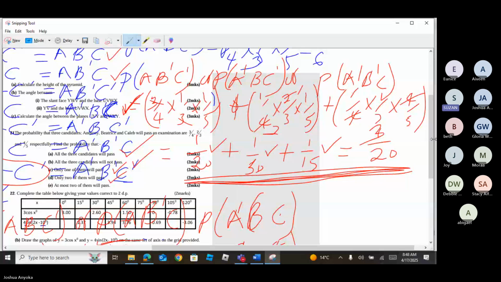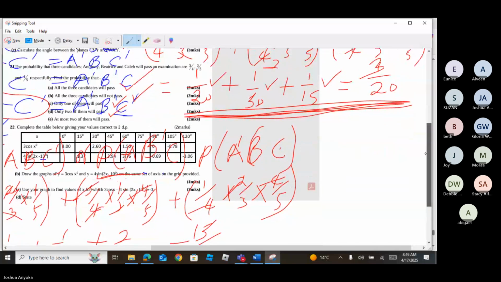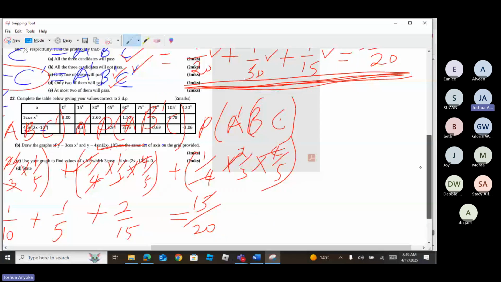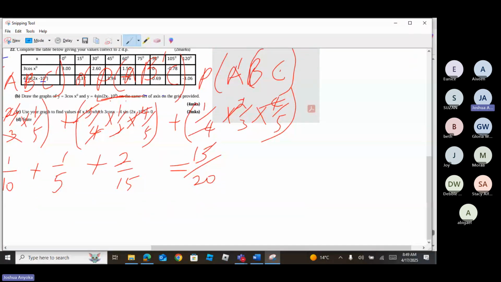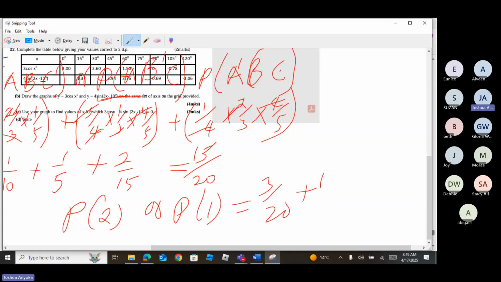Now for 2. Only 2 of them will pass. When we looked below, we got 13 over 20, right? So the last equation, at most 2 will pass. It's the probability that 2 will pass, or the probability that 1 will pass, which is 3 over 20 plus 13 over 20. And this one gives us 16 over 20, by cancellation by 4, 4, by 4, 5. 4 over 5.